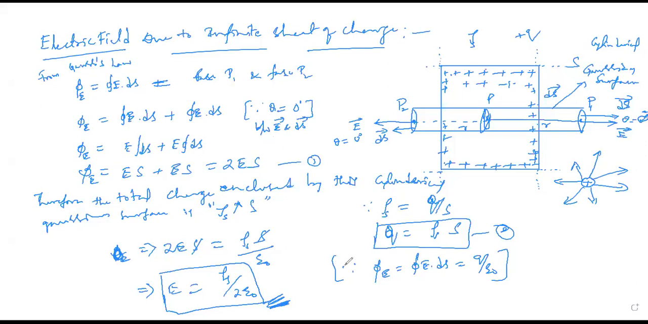So this expression shows that the magnitude of the electric field is independent of the distance from the sheet. Thus, E is the same for all points on each side of the sheet. So wherever you take a point, here or here, the electric field intensity with respect to an infinite sheet of charge is always rho s by 2 epsilon naught. Clear? Any questions, please? Students, if you have any questions, please ask.